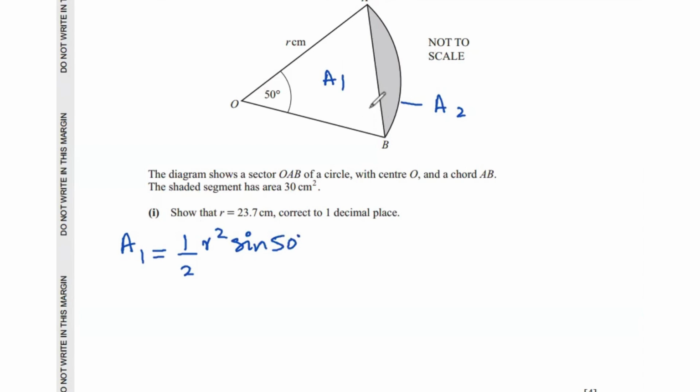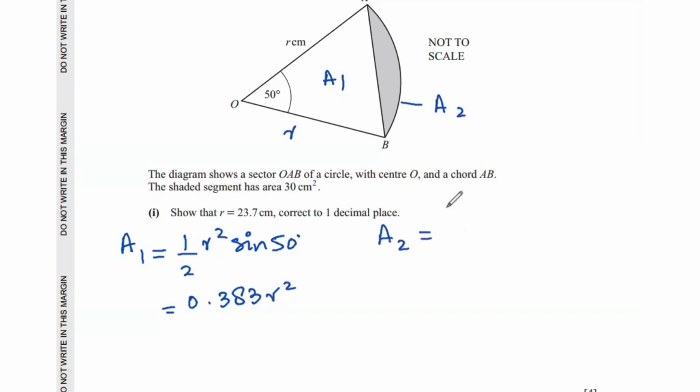This is a non-right angle triangle. So we use the formula for the area of a non-right angle triangle, 1 over 2 ab sine C. For this formula to be applicable, we need two lengths and the angle between them. And the two lengths over here are the radius, which we're trying to find. This is A1. Now sine 50 has the value of 0.766. So if we divide that by 2, we get 0.383 R squared. That is A1.